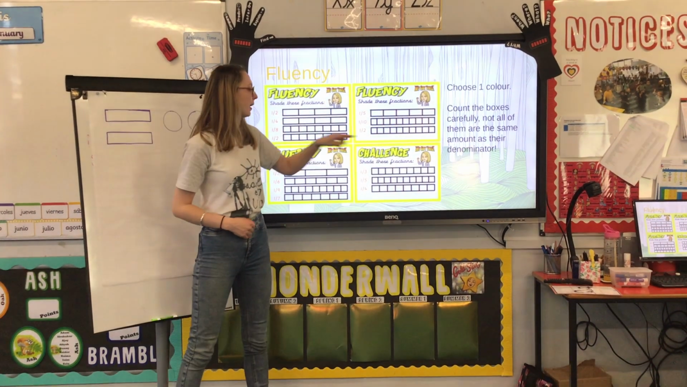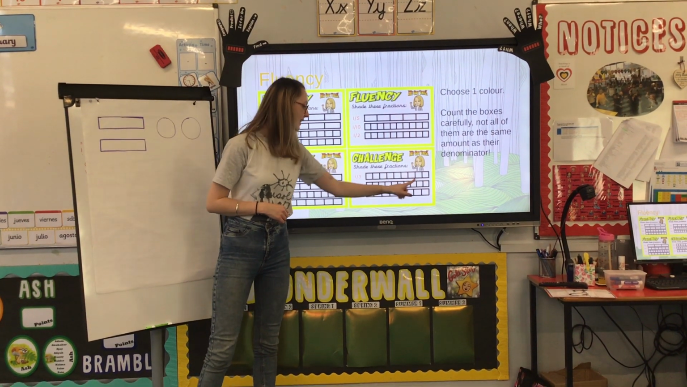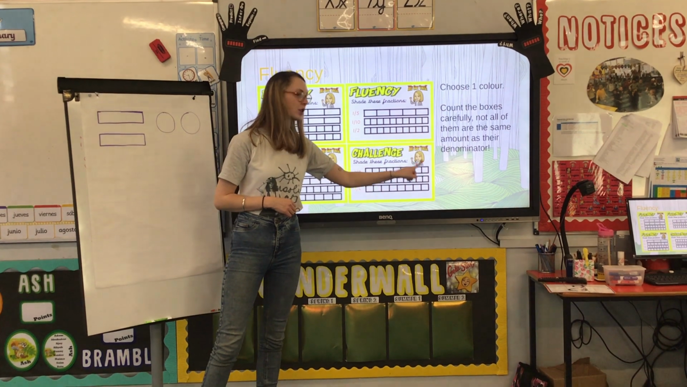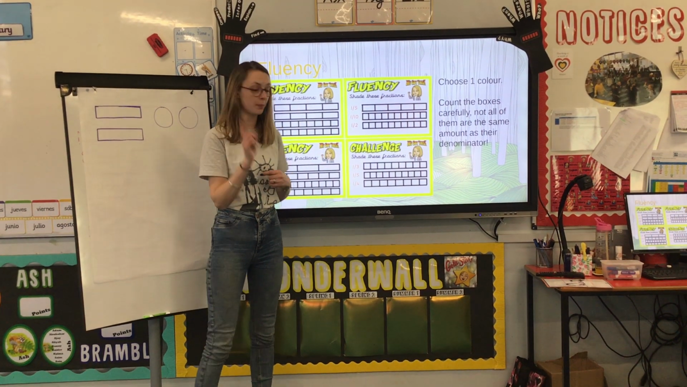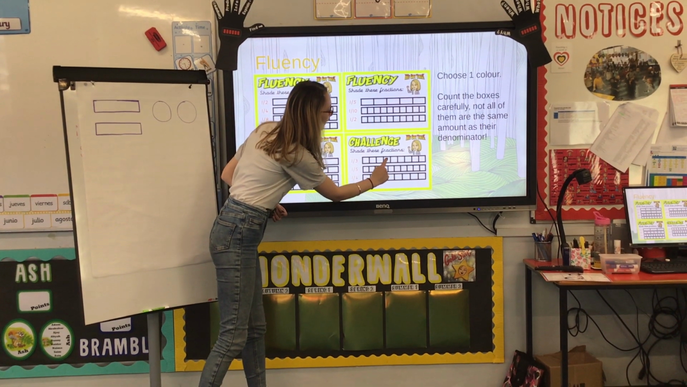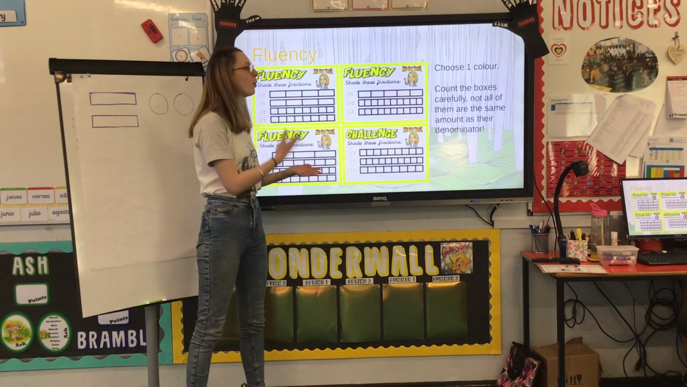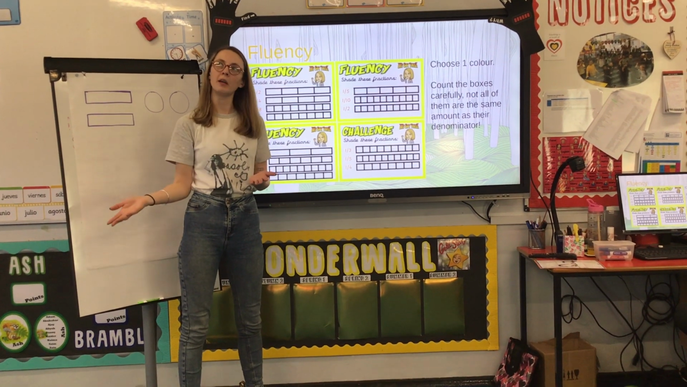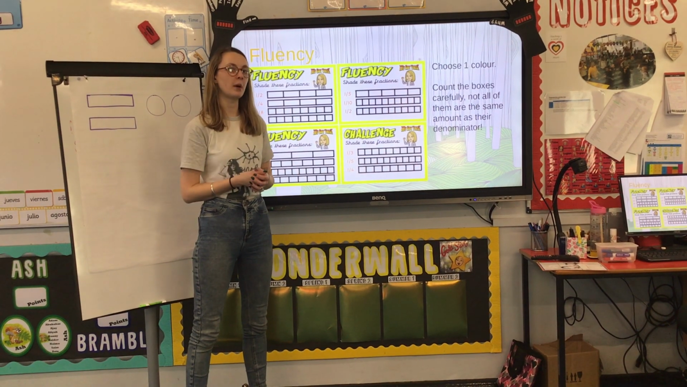And then you have a challenge. Shade these fractions, but their denominators are different to the amount of boxes they have. So if I've got 1/3 here, I'm going to count the boxes. 1, 2, 3, 4, 5, 6, 7, 8, 9. There's 9 boxes. What is 1/3 of 9? What is 9 divided by 3? That will give me my unit fraction.